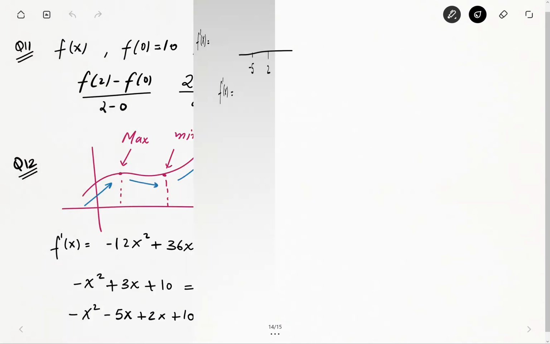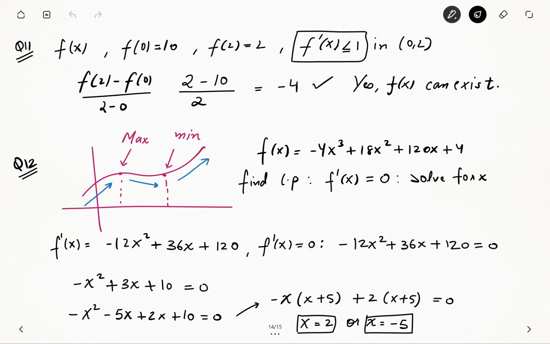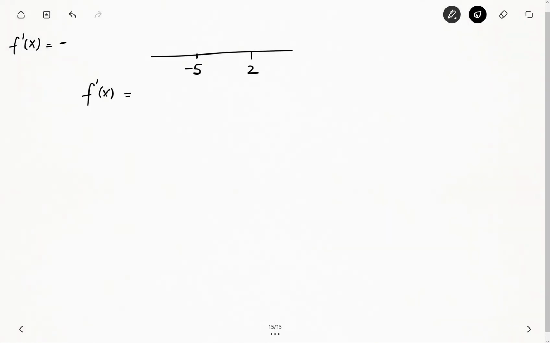Let me go back. And that happens to be right here. So I'm going to put it down. It's negative 12x squared plus 36x plus 120. In the factored form, this will look something like this. You have x plus 5 and you have x minus 2. So not really, you don't have x minus 2, it should be 2 minus x.